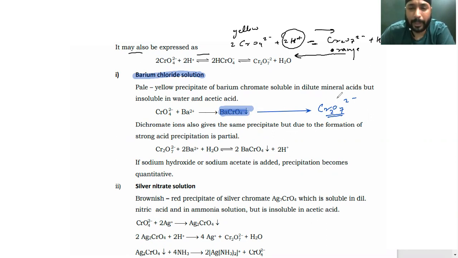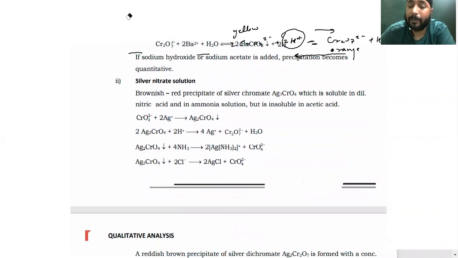Rather, if you add more barium in the presence of basic medium, again I'll get a barium chromate, yellow precipitate. I guess you understood that point. Yeah, in acidic medium it will be completely soluble. For silver nitrate, again with silver nitrate we produce a very nice color, that is brownish red precipitate. So I'll be getting a red precipitate of silver chromate. After getting a red precipitate, again this is soluble in ammonia. We know why. It is soluble in acidic medium.